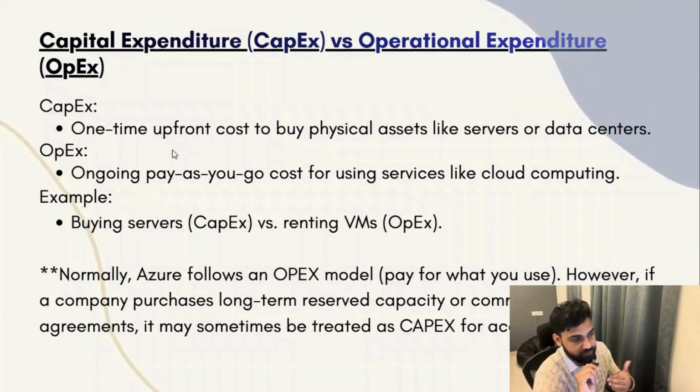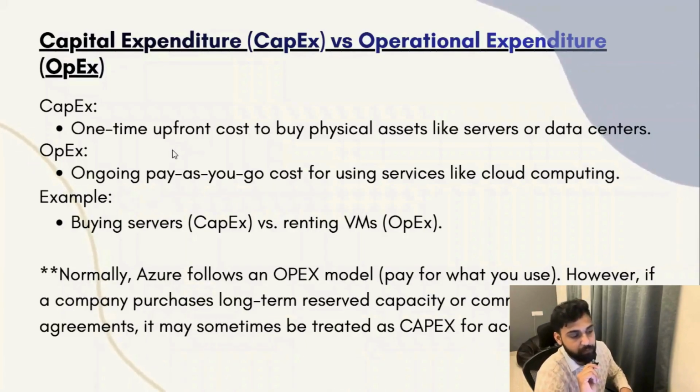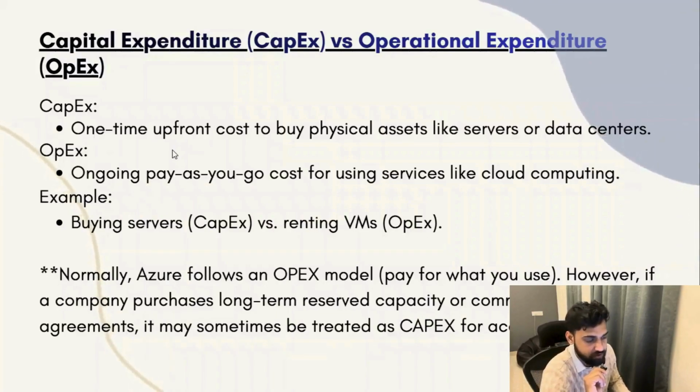One time cost, because one time you have to buy the office. Then one time you have to register that particular business officially. Whatever the one-time payment you are doing in the starting, that is a capital expenditure. You are spending it for the first time. By definition, it is a one-time upfront cost to buy physical assets like servers or data centers.